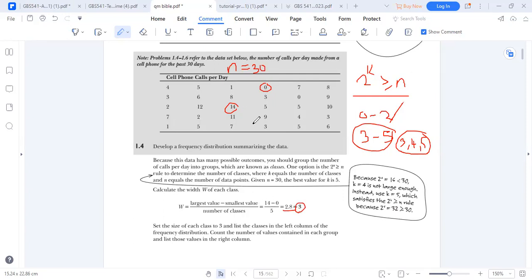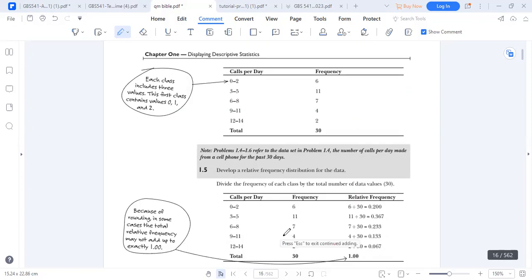Because a mistake somebody will make will do 0 to 3, then they'll start 4 to 7, meaning you've gotten your class width wrong. This class width is wrong because these numbers 0, 1, 2, 3, there are 4 numbers in this width. So you need to start 0 to 2. How many are they? Yeah, 6 numbers. 3 to 5. Yeah, 11 numbers. 6 to 8. So here what I'm interested in is the class width here.